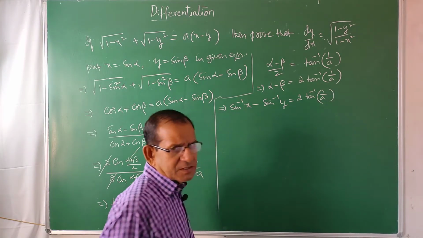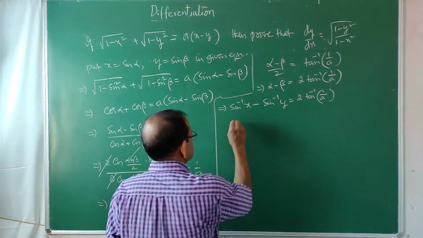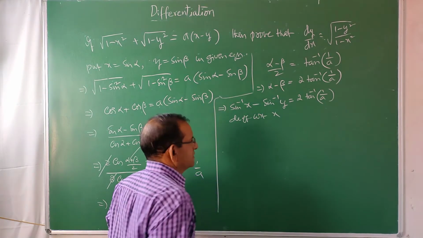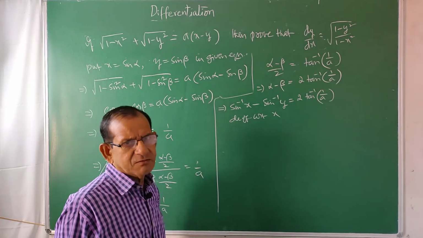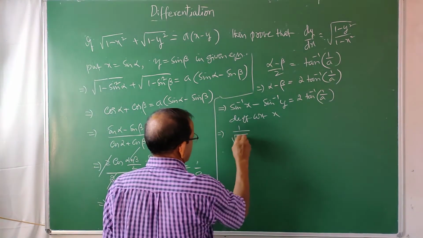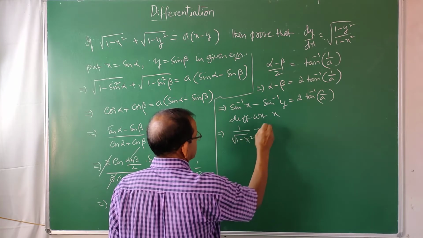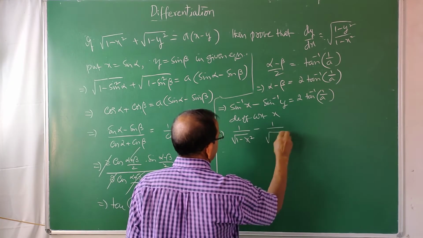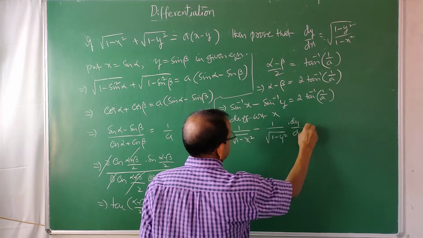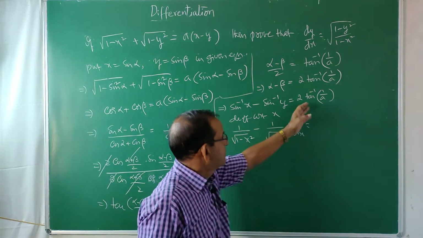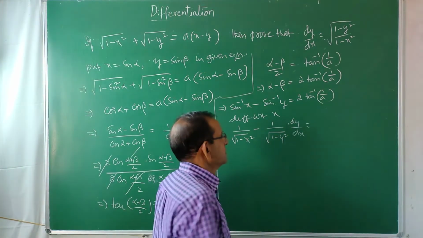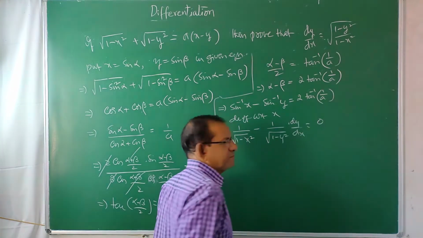Now differentiate with respect to x. Sin inverse x derivative is 1 by root of 1 minus x square, minus sin inverse y derivative is 1 by root of 1 minus y square into dy by dx, because we are differentiating with respect to x. But the right hand side is totally a constant. Tan inverse 1 by a is a constant. So derivative of a constant is 0.